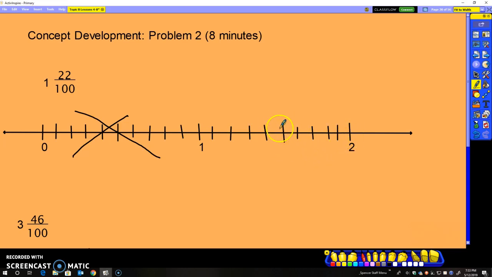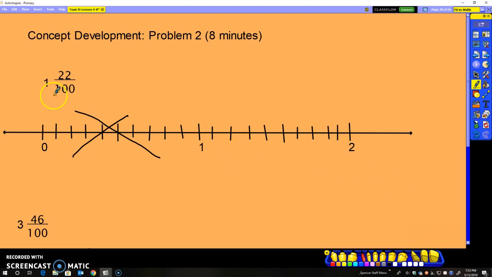Alright? Mark your midpoint, and then you're going to need 4 hashes on the one side and 4 hashes on the other side so that you have your number line in tenths. Okay? You can pause if I'm going too fast for you, and then start back up.